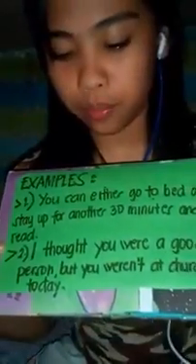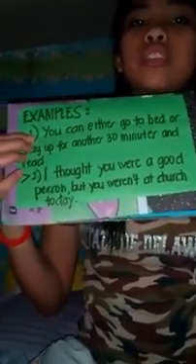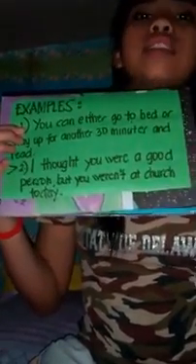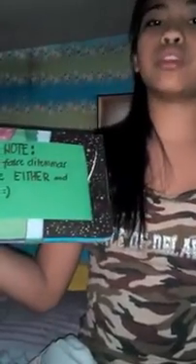I thought you were a good person, but you weren't at church today. So even though it doesn't use either and or, it is still considered a false dichotomy fallacy because there are only two choices, wherein the person is a good person or a bad person because the persona doesn't go to church. It does not indicate any other reasons. So take note that not all false dichotomy fallacies or false dilemmas use the words either and or as keywords.